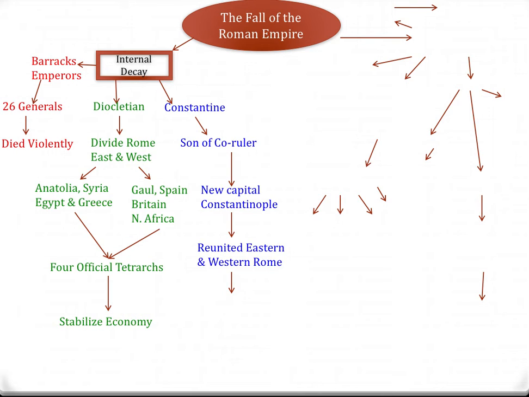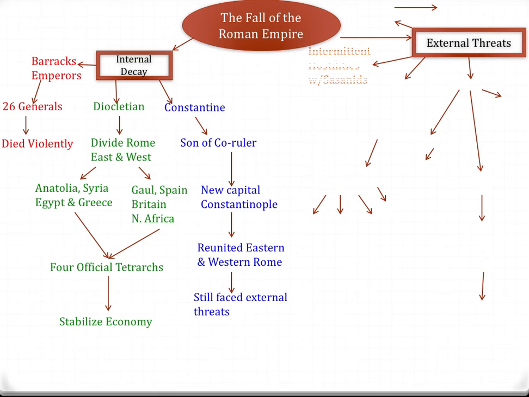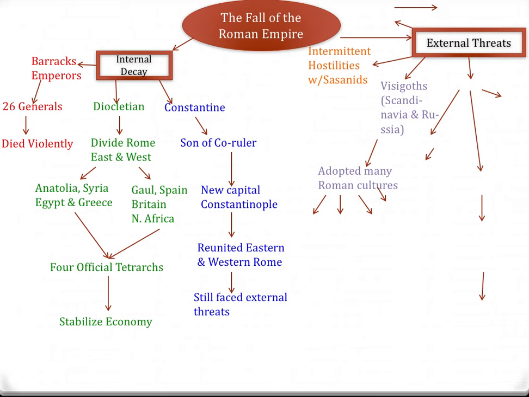In addition to that vastness of the land, they'll face external threats as well. And those external threats will come in the form of nomadic invaders. You also had intermittent hostilities with the Sassanids, but then you also had the Germanic invasions by the Visigoths, who come from Scandinavia and Russia, and they will want to come into the empire, and Rome will kind of hold them off on the borders. And as they do that, they will adopt many of the Roman cultures. They will become a part of the army. They will have laws that are Roman. They will also adopt Christianity, and they will practice agriculture.